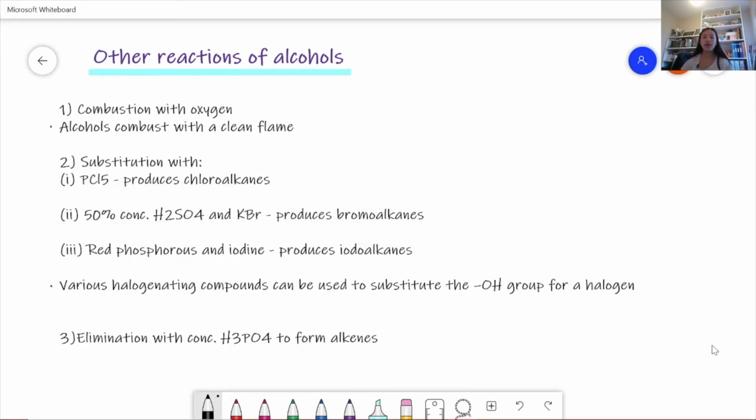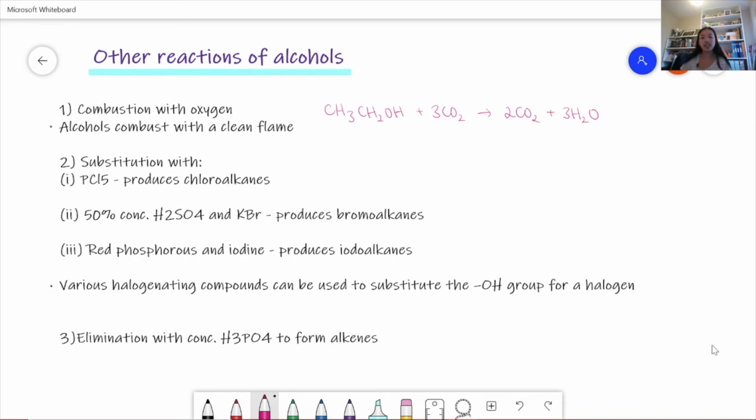Now we're going to look at other reactions of alcohols that we need to know about. So the first is the combustion with oxygen, and we need to know that alcohols combust with a clean flame. So for an example of a combustion, we could have ethanol, and we react it with oxygen, and this forms 2 carbon dioxide molecules and 3 waters.